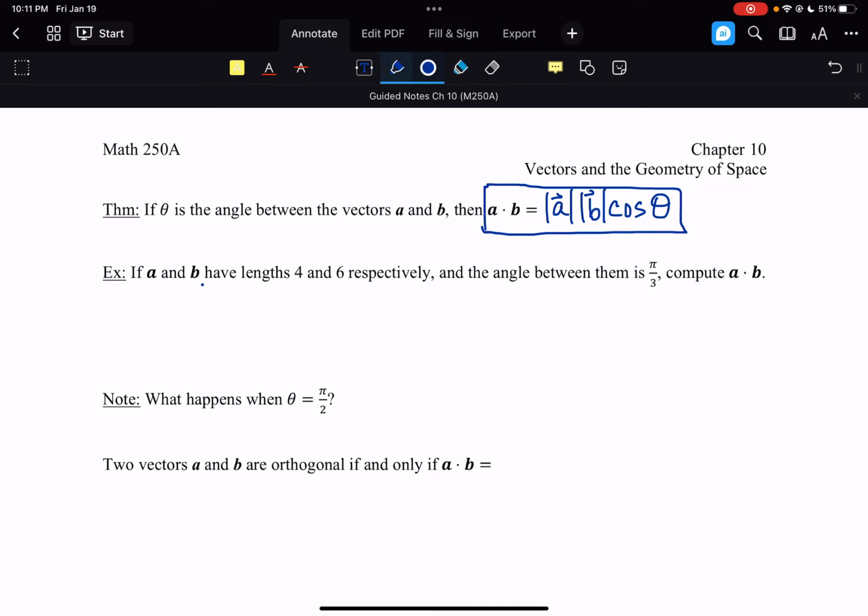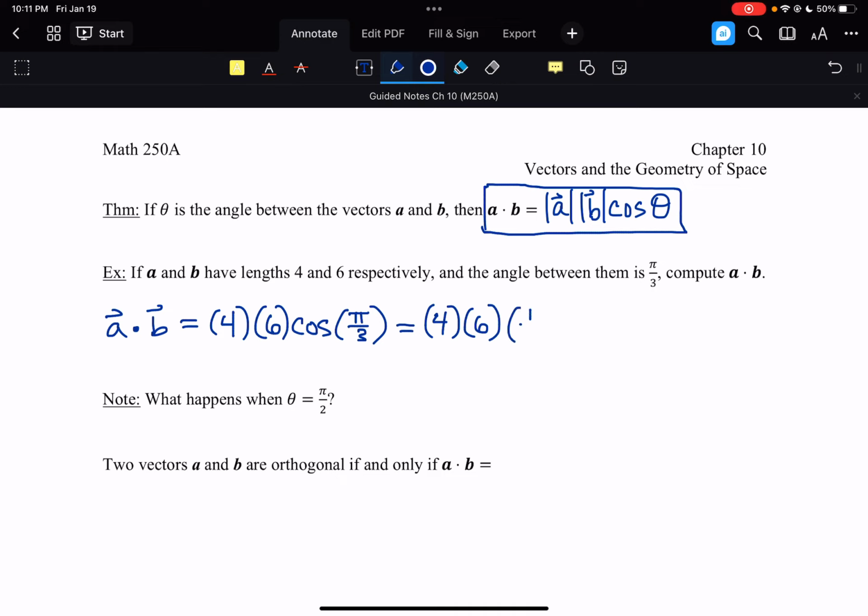So, for example, if A and B have lengths 4 and 6 respectively, and the angle between them is pi over 3, compute A dot B. So A dot B is the length of A times the length of B times cosine of theta. So we get 4 times 6 times cosine of pi over 3. Good time to brush up on the trig. That's going to be 1/2. And we're going to get 12.